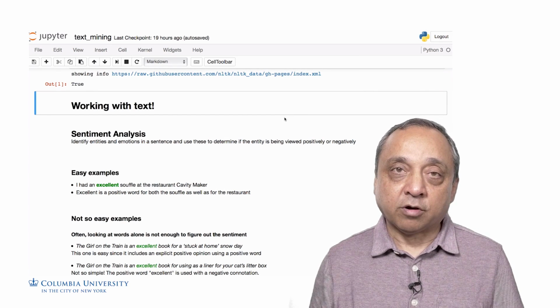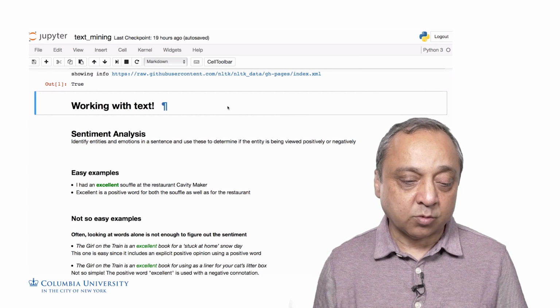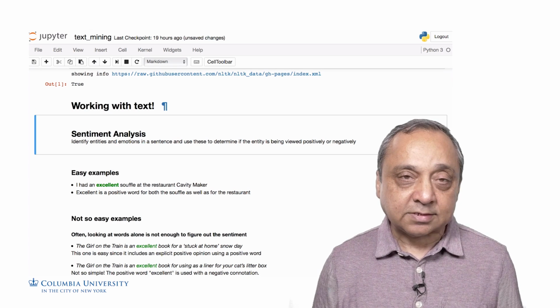Now that you're ready with your data properly set up, we can start working with text itself. So let's see what we can do with it.